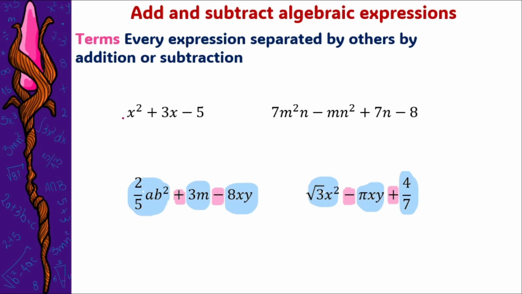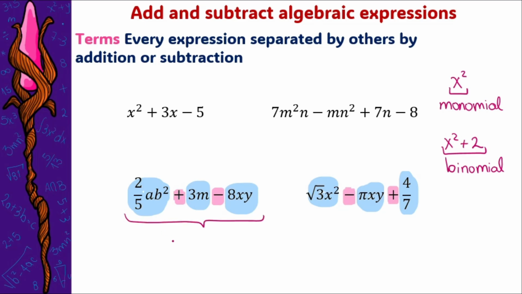Also, don't forget that when it has just one term, it's called a monomial, like x squared would be a monomial. When it has 2 terms, like x squared plus 2, it's called a binomial. If it has 3 terms, like in this case, it's called a trinomial. And in general, if it has 2 or more, it's called a polynomial.